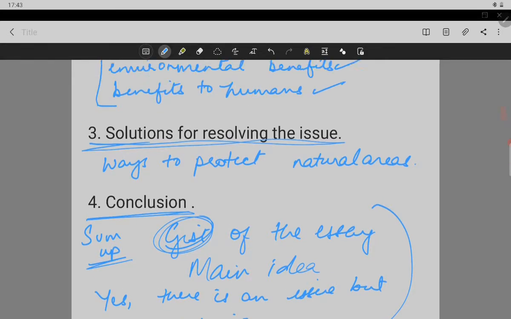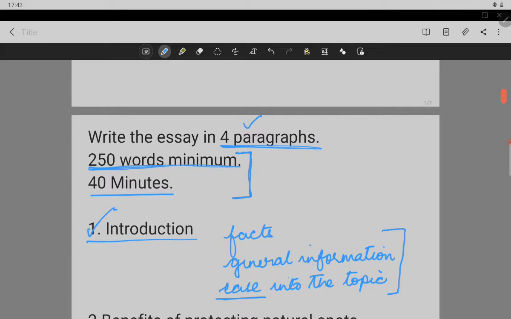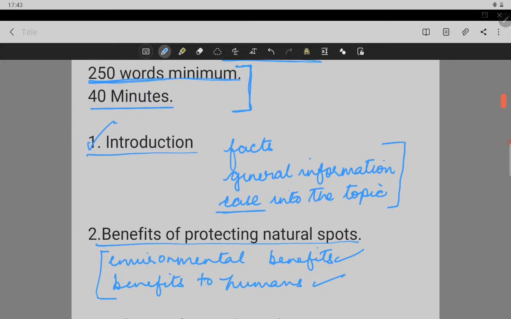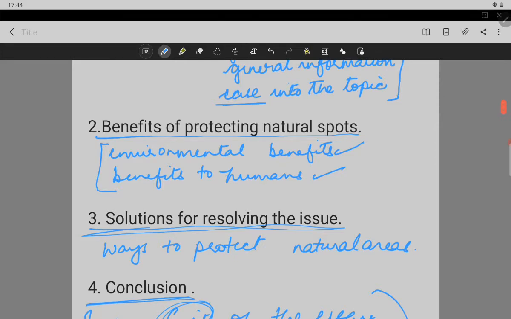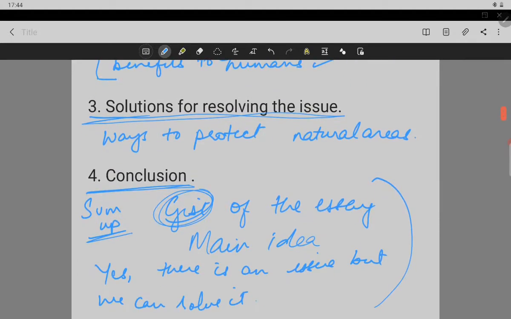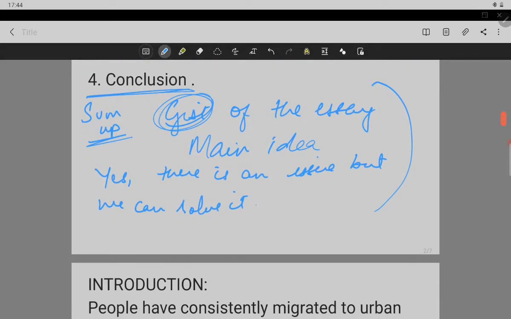Okay, so once again, 4 paragraphs, 250 words minimum, 40 minutes. We will have an introduction where we will give some facts, some general information, and we will ease into the topic. Second paragraph, we will list the benefits of protecting natural spots, which will include environmental benefits and other benefits to humans. Third paragraph will be solutions for resolving the issue, in which we will list the ways to protect natural areas. And finally, fourth paragraph will be a conclusion where we will sum up and give the gist or the main idea of our whole essay.